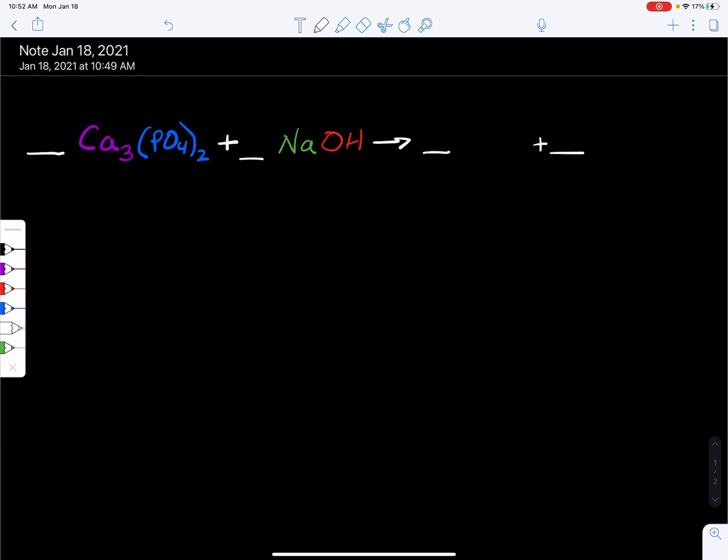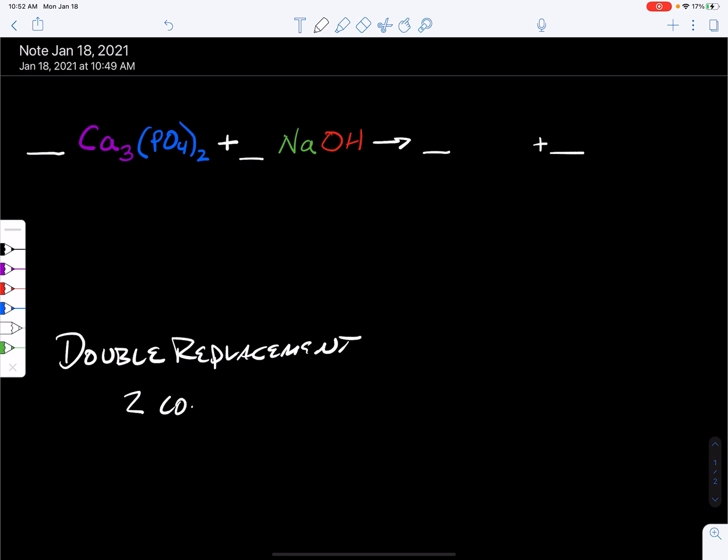I've had a number of students ask, okay, how do I predict products? So this video is going to go through how to predict products for a double replacement reaction. Now, the first thing really that has to be done is determine what kind of reaction it is. And this is a double replacement because you have two compounds.